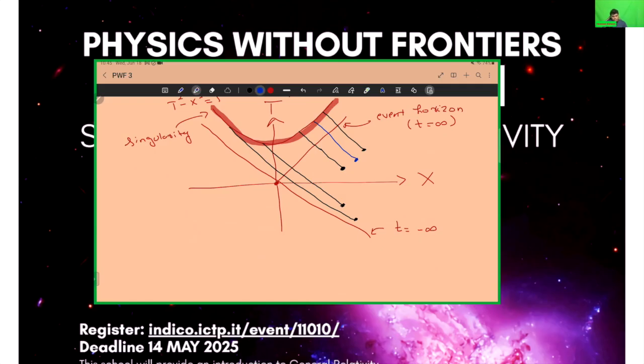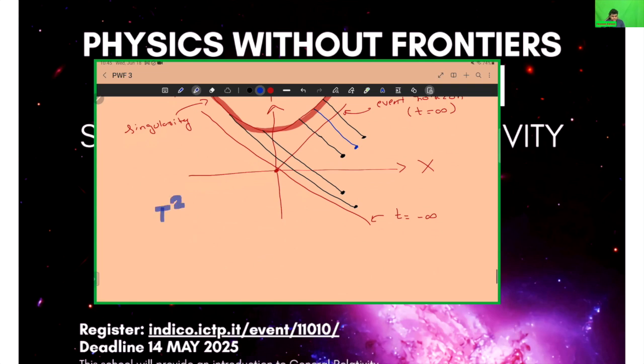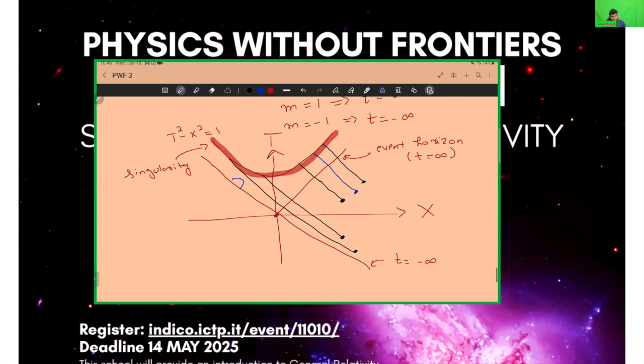And I told you that t squared minus x squared needs to be less than minus 1, right? It can go down to minus infinity, that doesn't matter. But you can see that this part is at positive t, and this part is at positive x. What if you include negative t and negative x as well? So what if you include these regions?